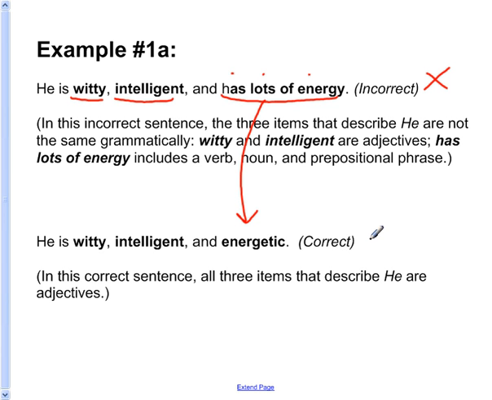Here's a correct sentence. This list is in parallel. He is witty, adjective. Intelligent, adjective. And energetic, adjective.